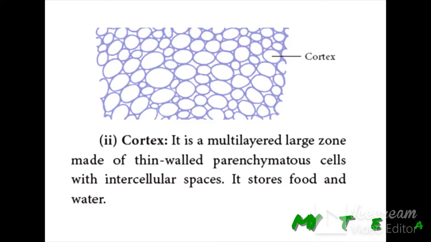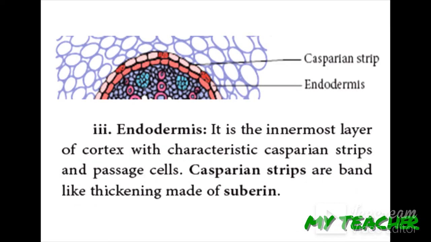Second layer is cortex. It is multi-layered large zone composed of parenchymatous cells with intercellular space. It stores water and food material. Third layer is endodermis. It is the innermost layer of cortex with characteristic Casparian strips and passage cell. Casparian strips are band-like thickening made up of suberin.